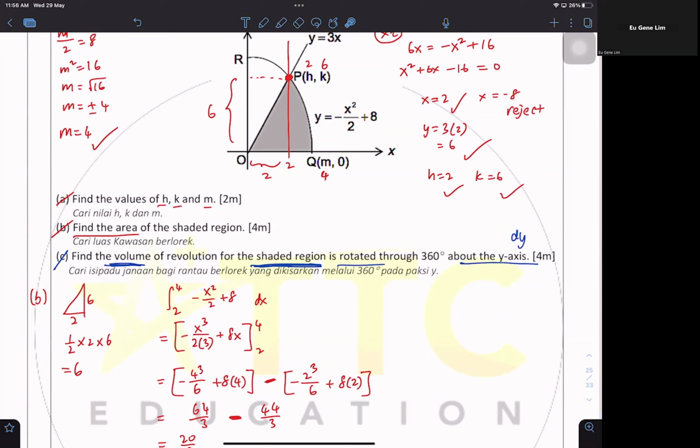Okay, so all this I erase first. Now how should we do this? You should do like this. You should cut it this way, because now everything is based on the y-axis. So you should cut it this way. Here is 6. Meaning 0 until 6. Because dy, right?